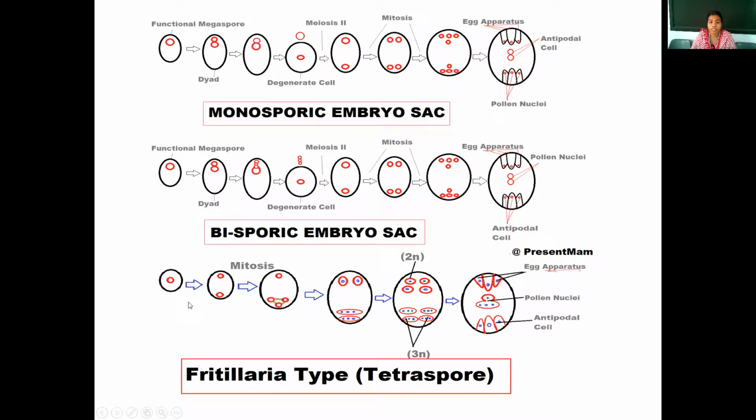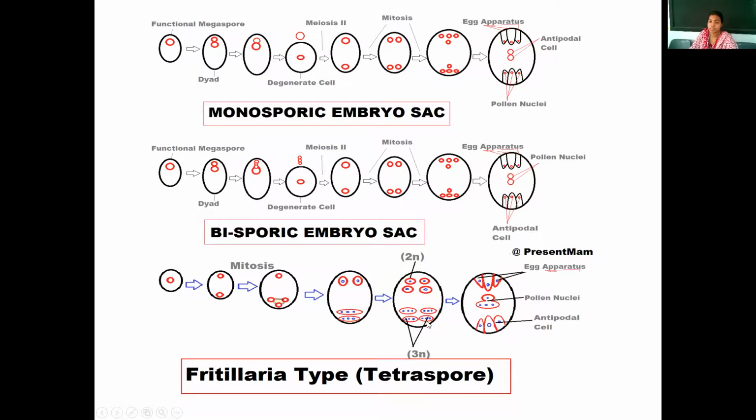And the advanced type is tetrasporic. So here one functional megaspore by subsequent division divides into 2. After that, the upper megaspore will not divide. The lower one splits into 2 cells and it will be a triplicated number, so it arranges in a triangular fashion. Now this cell multiplies into one more cell. These 2 cells form a sac in 1 megaspore cell. That also will divide. This 1 cell divides into 1 more cell, this cell also divides into 1 more cell, and these 2 cells replicate into 2 more cells.